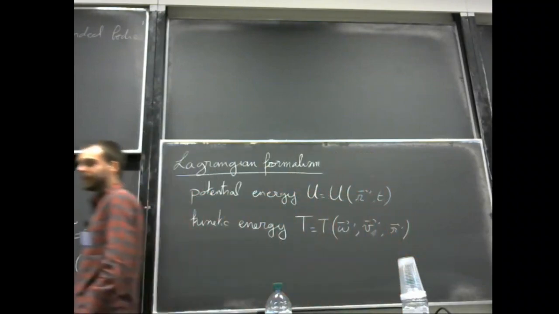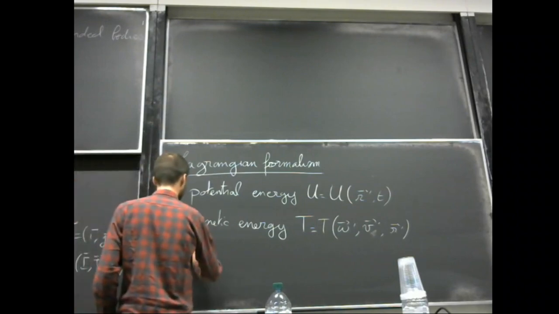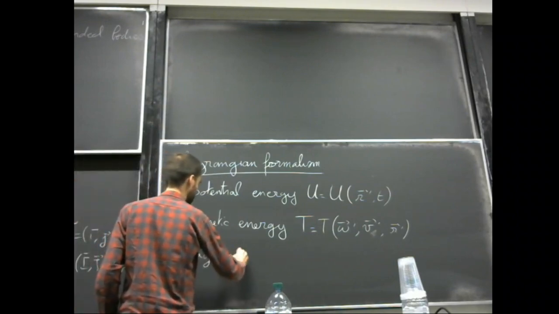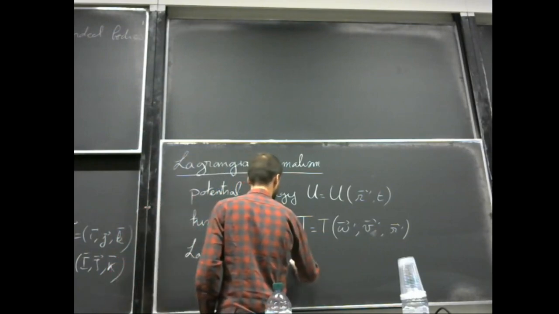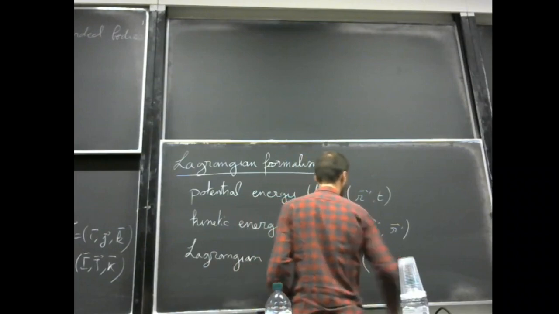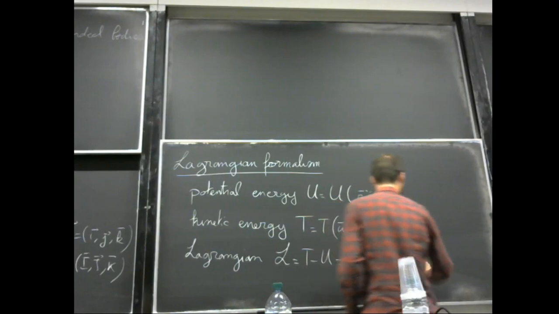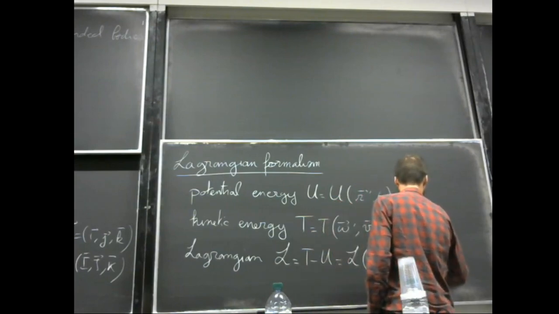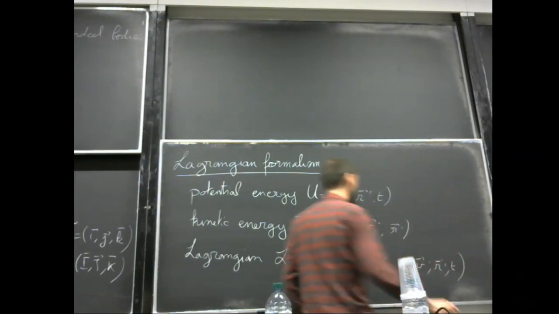And so at the end, we end up with a Lagrangian which will be a function of omega prime, v prime, r prime, and eventually time.